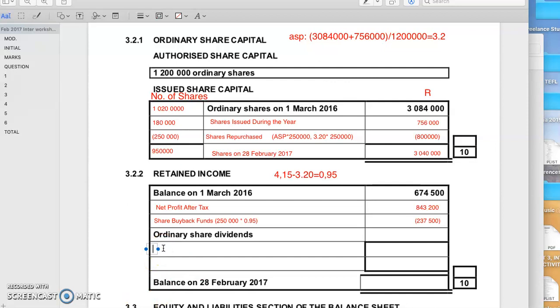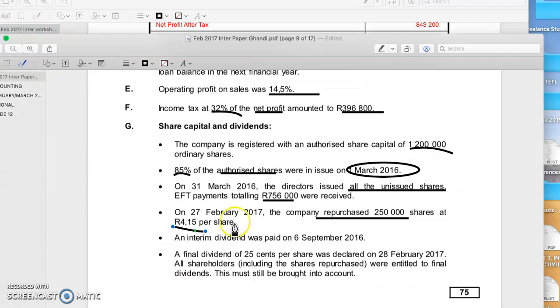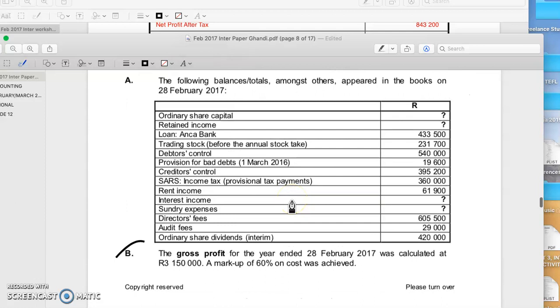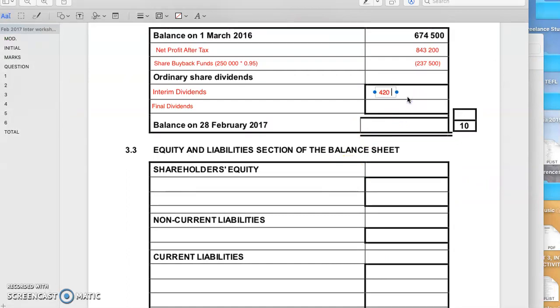Okay, we also know that ordinary share dividends are made up of 1, interim dividends, and 2, final dividends. These two make up ordinary share dividends. The interim dividends were actually given to us, I think. Oh yeah, right here, because it says interim. So the interim dividends were given to us as 420,000 Rand. So we can go straight away and write that in, and that's pretty easy.